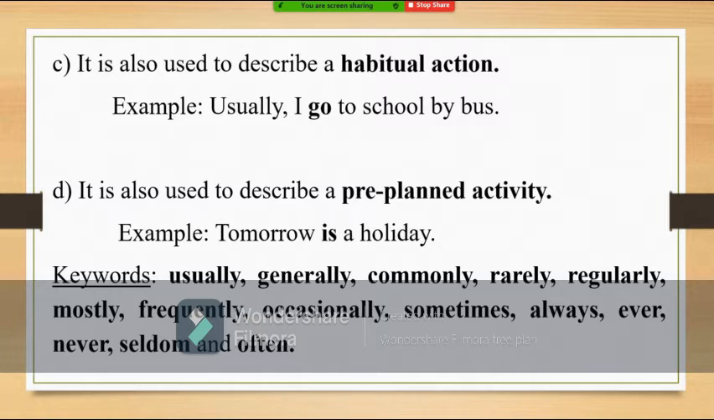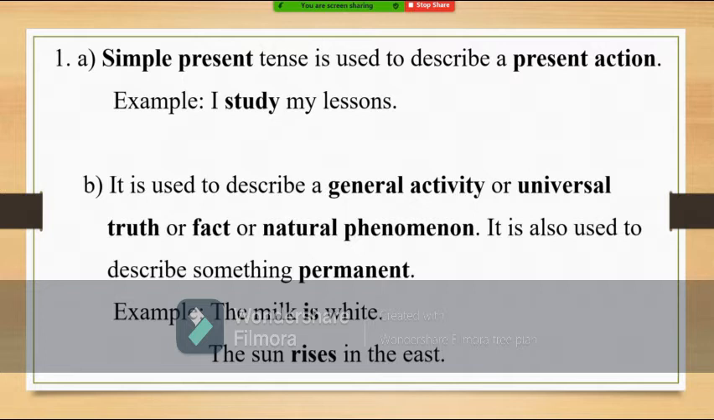Now, let us recall the 4 points. First point is simple present tense can be used to describe a present action, and it is also used to describe a general activity or universal truth or fact or natural phenomenon. That means that cannot be changed or which is permanent. For that also we have to use simple present tense.